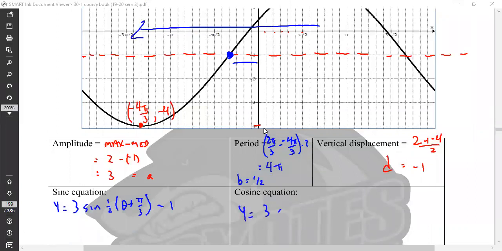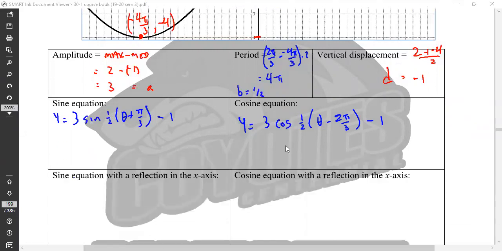Our cosine requires that maximum. Y is equal to 3 sine half, and it's been shifted to the right by 2 pi thirds. So there's my cosine equation. Oops, cosine, please. Sorry about that. All right. Negative sine equation with a reflection in the y-axis. Y is equal to -3 sine of 1/2.